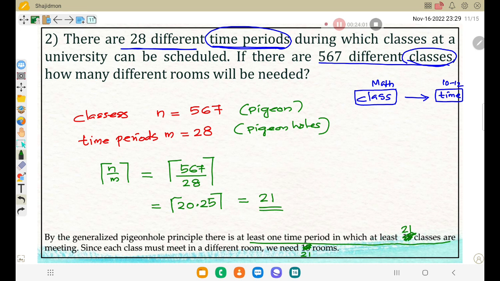As per the generalized or extended pigeonhole principle, in at least one of the time periods we need to schedule at least 21 class meetings. Since classes must be in different rooms, how many rooms do we need? 21 classrooms are needed, correct. So that is the idea of this question.